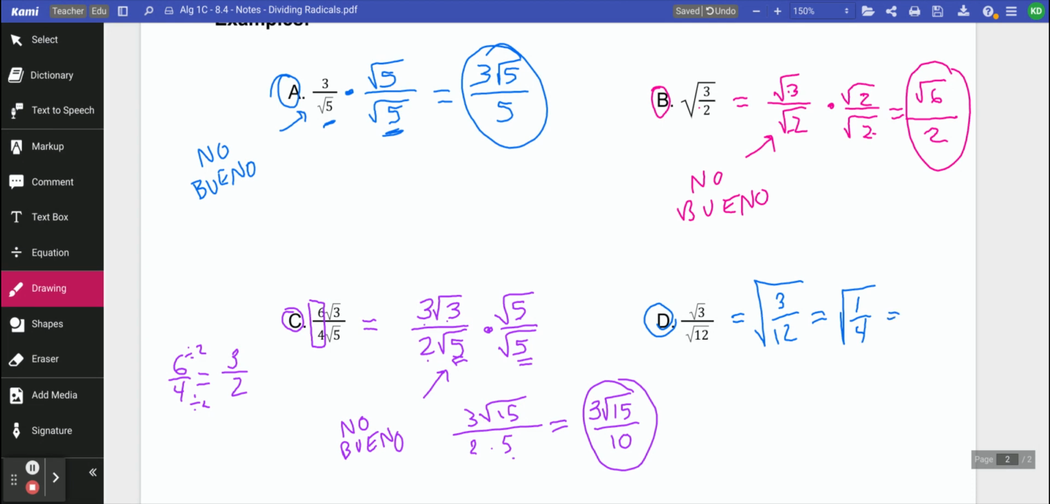And if I separate those back out, this part can kind of happen in my head, but I know if they're both inside a radical, I can simplify that 3 and that 12. So this becomes radical 1 over radical 4, and those are both perfect squares, right? The square root of 1 is 1, and the square root of 4 is 2. So this ends up just becoming 1/2. So there we go. We didn't even need to rationalize.